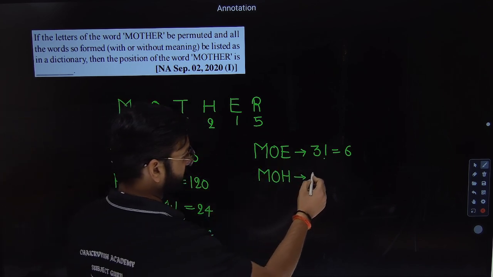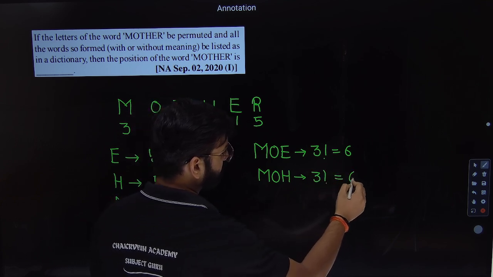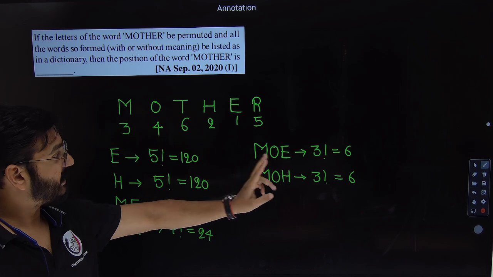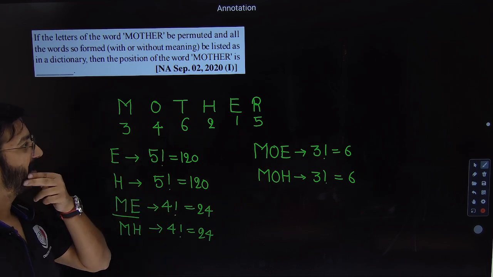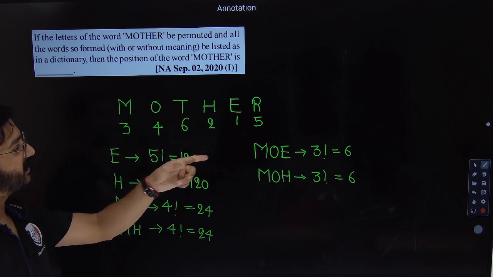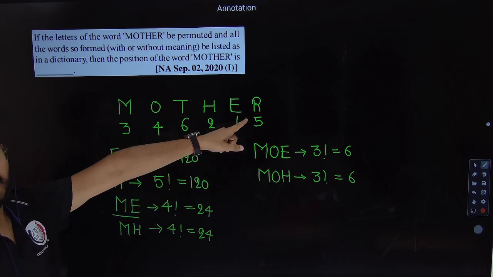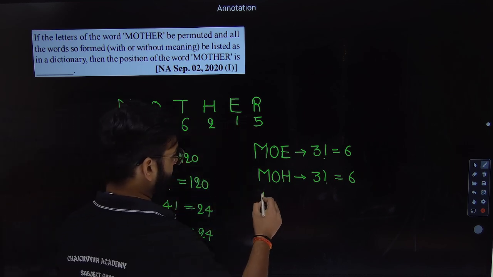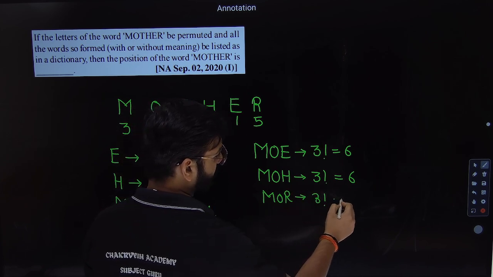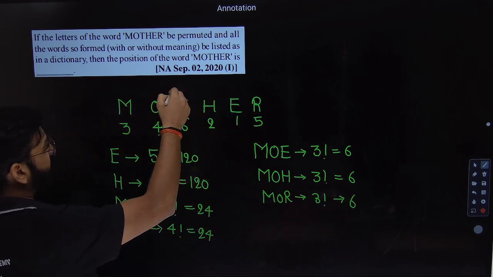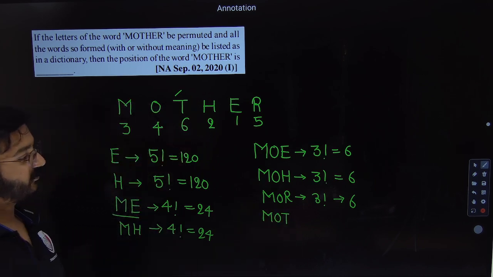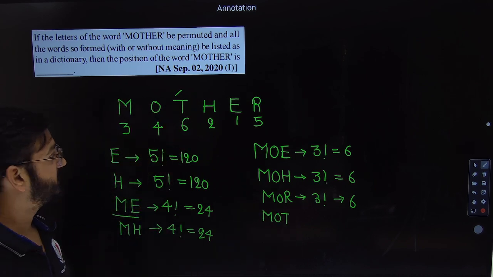So after E, what will come? H. Now, E done, H done. What should come now? E done, H done. R. So how many? Now what is left? T. MOT. What will come after T according to dictionary? E.